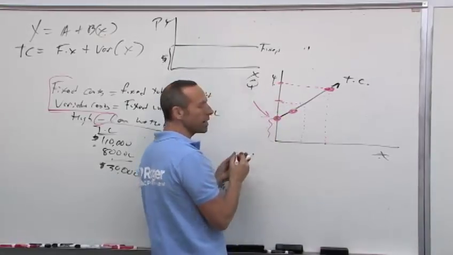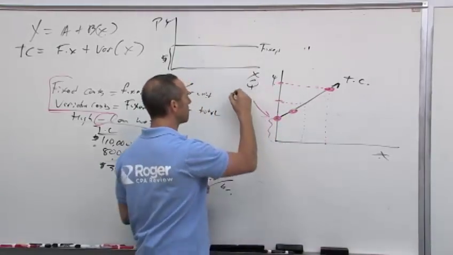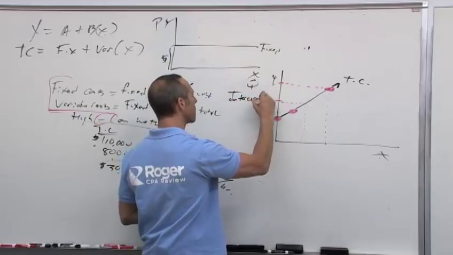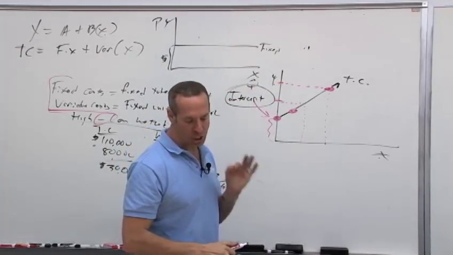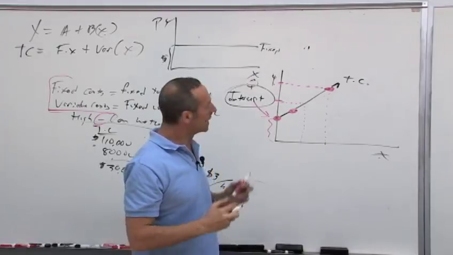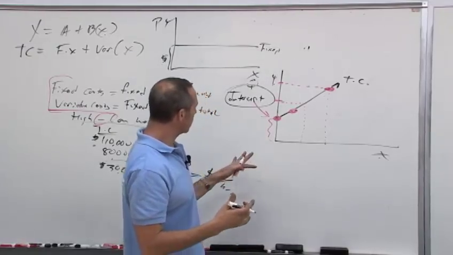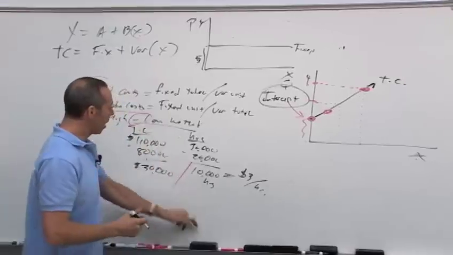Now, incidentally, mark this in your note. What is this point right here called? The intercept. Because that is where it crosses the y-axis. That is called the intercept. Important to understand that.